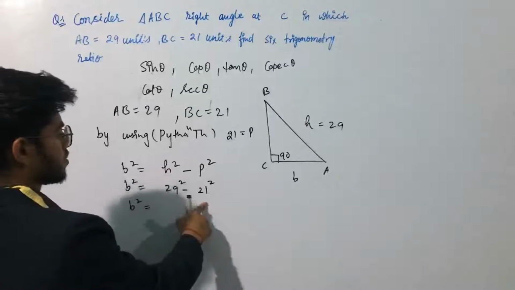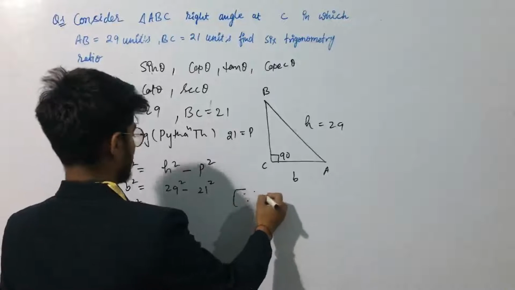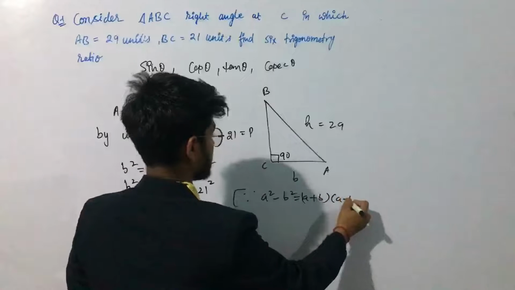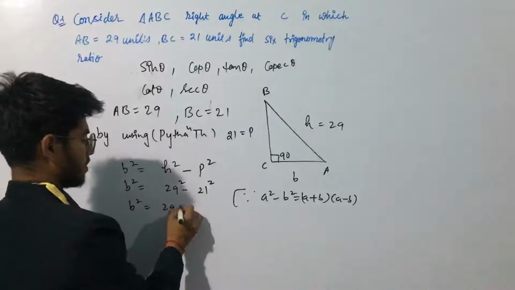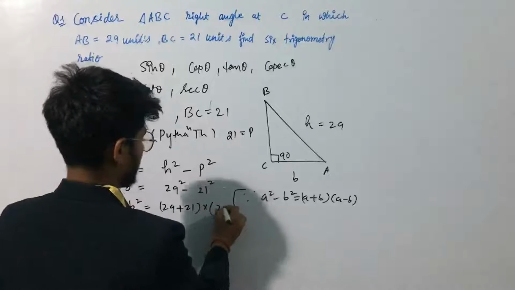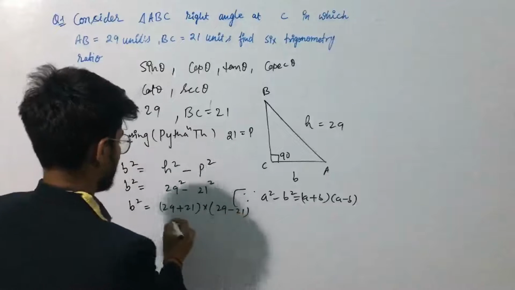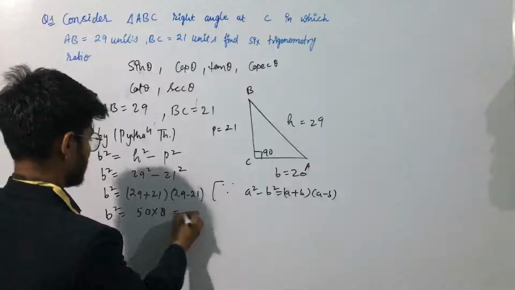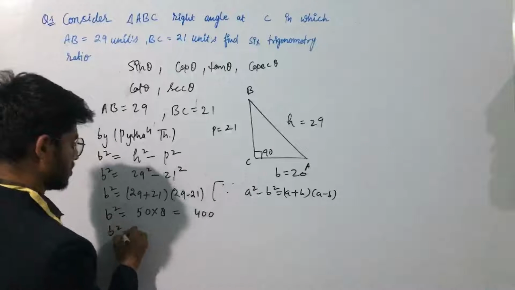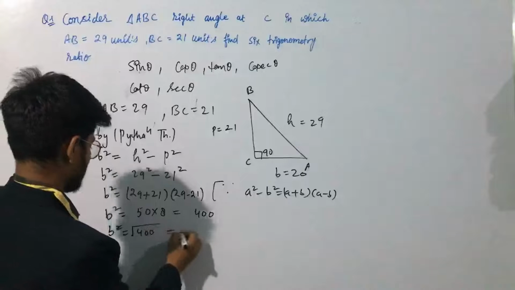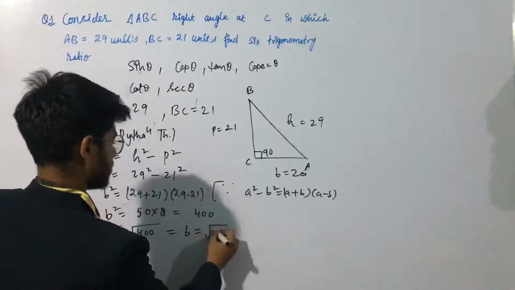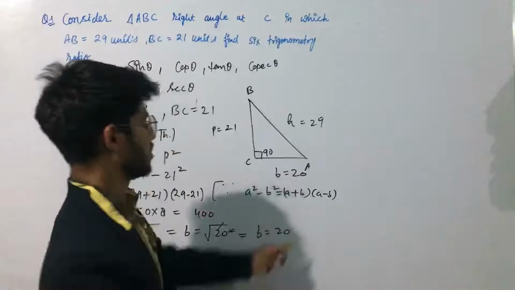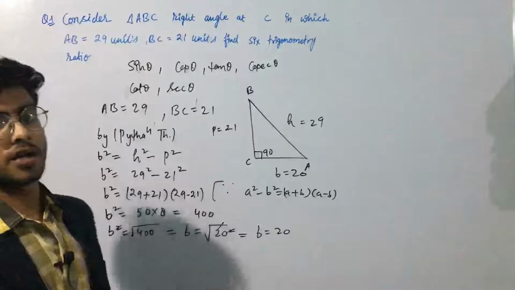Base square is equal to 29 square minus 21 square. We can use the identity a square minus b square is equal to (a plus b)(a minus b). So (29 plus 21) into (29 minus 21) is 50 into 8, which is equal to 400. Base square is equal to 400, so base is equal to 20.